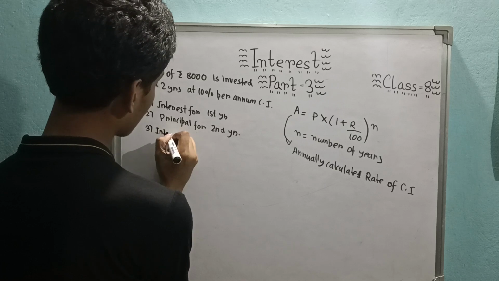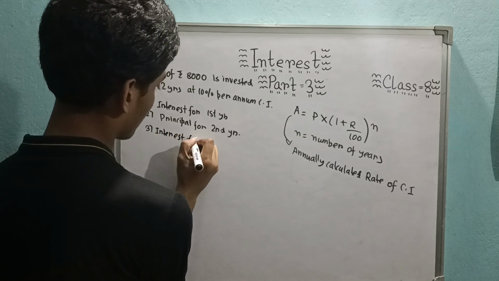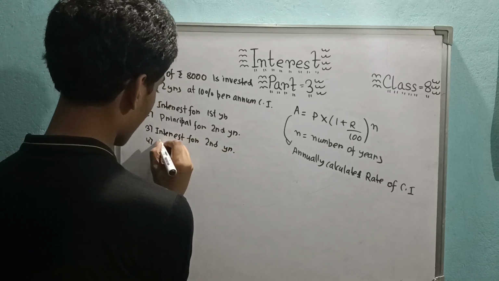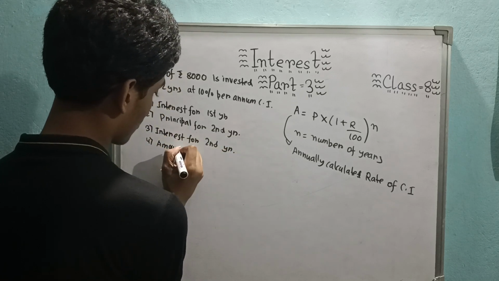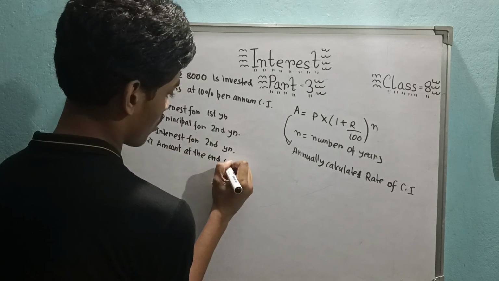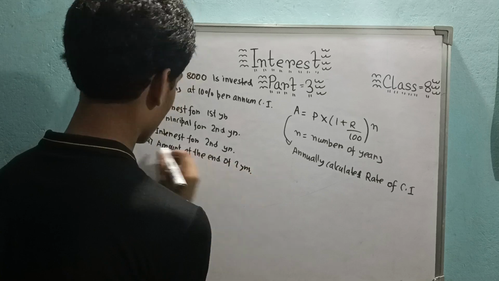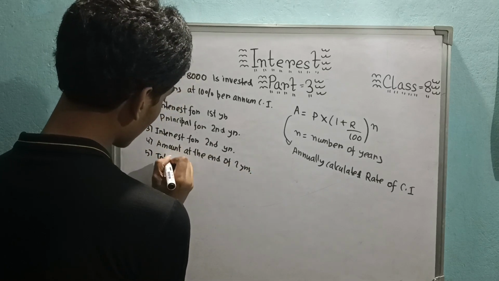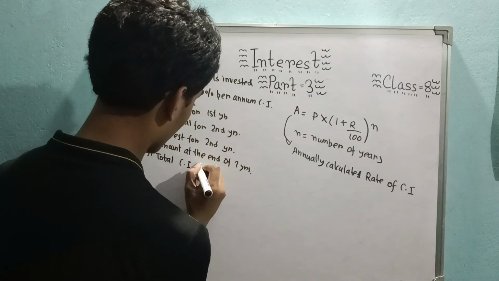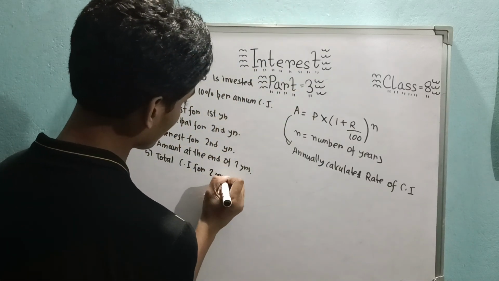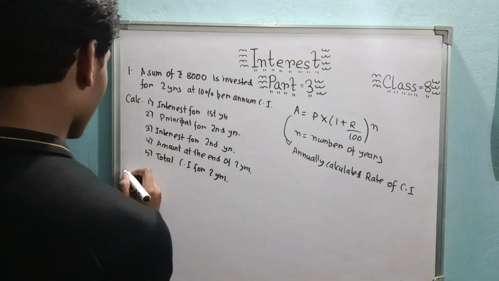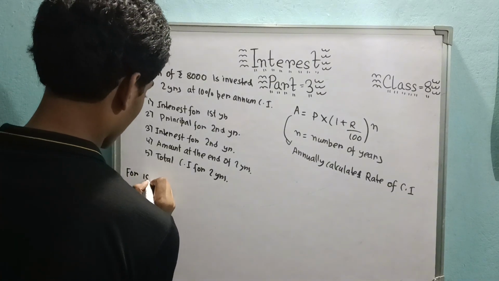Interest for second year. Amount at the end of 2 years. Total compound interest for 3 years. So these are the things we need to find. Okay, let's get going. So first case for first year.